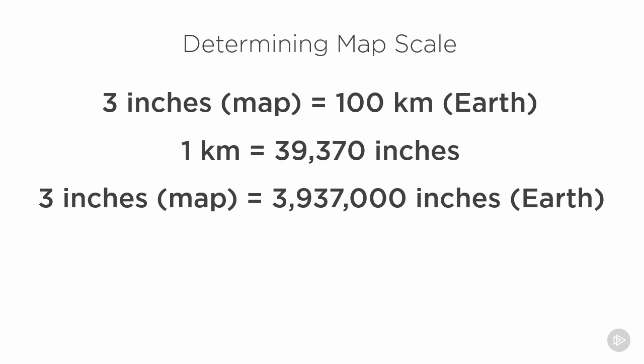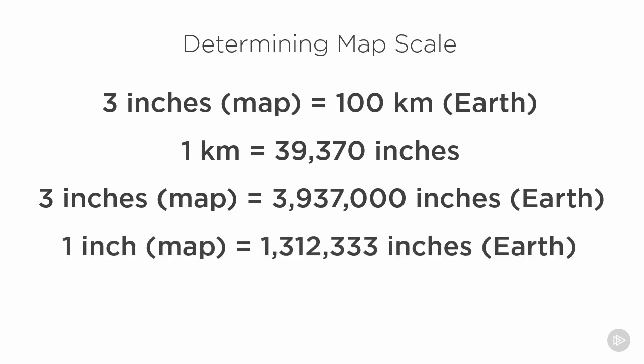Then all you've got to do is divide both sides by 3, so you can determine that 1 inch is the equivalent of about 1.3 million inches on Earth, and right there we have our ratio. So we have a scale of 1 to 1,312,333.